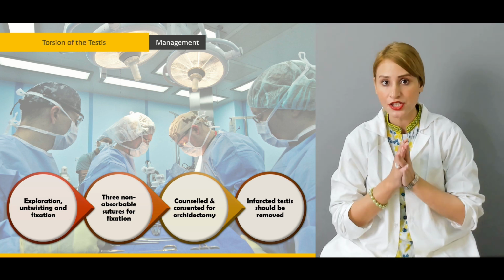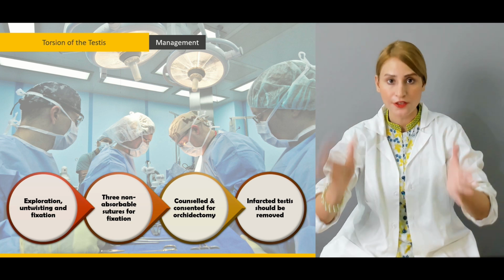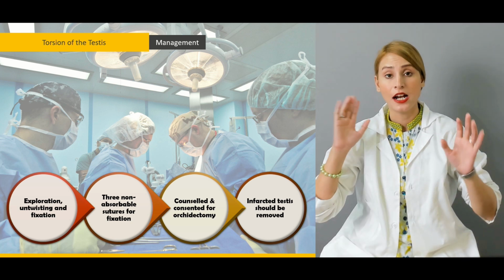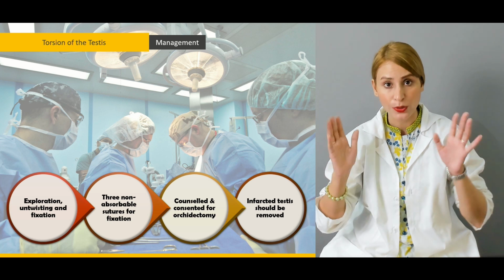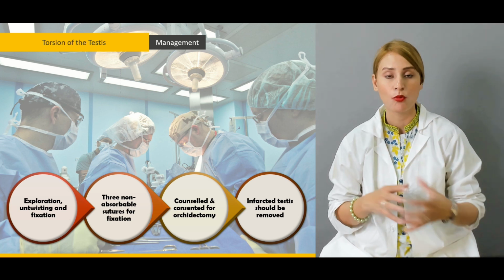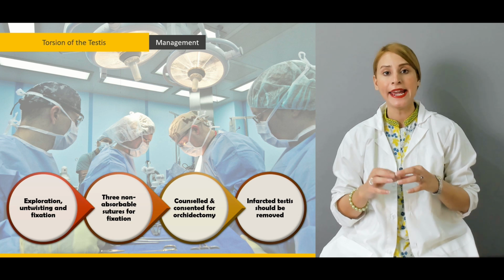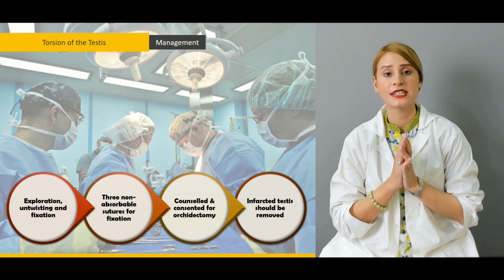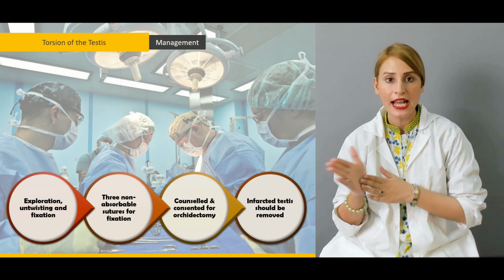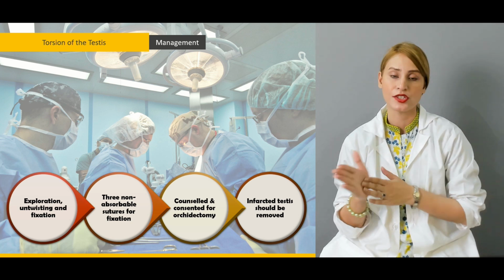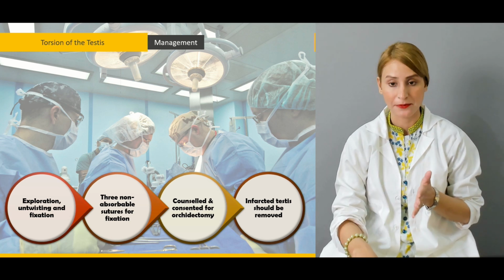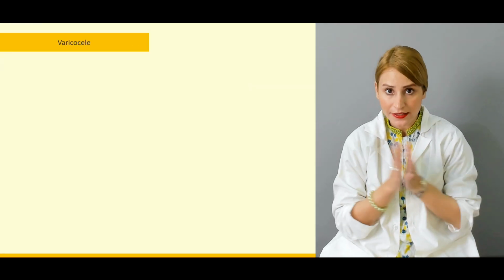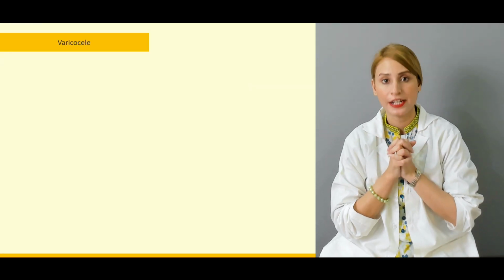So the torsion of the testes is a surgical emergency, and you should do the surgical exploration within 6 hours, because this is the viability time for the testes. And if the testes have already developed necrosis and they're dead and infarcted, you should go for the orchidectomy, right? And there's another important entity, which is the varicocele.